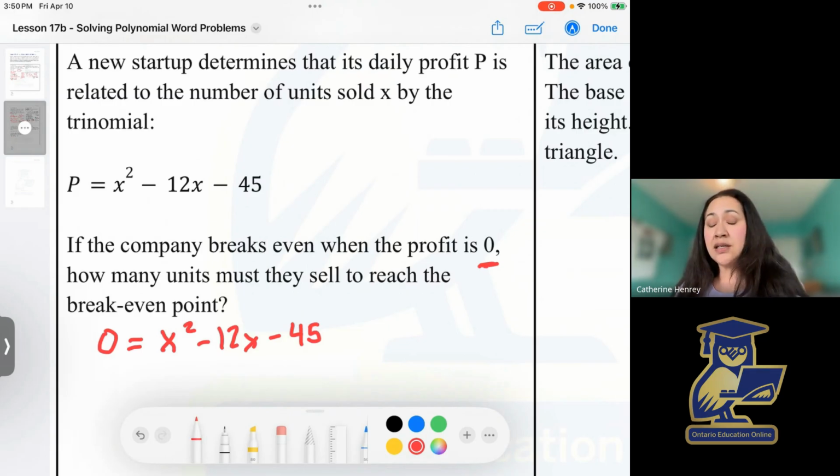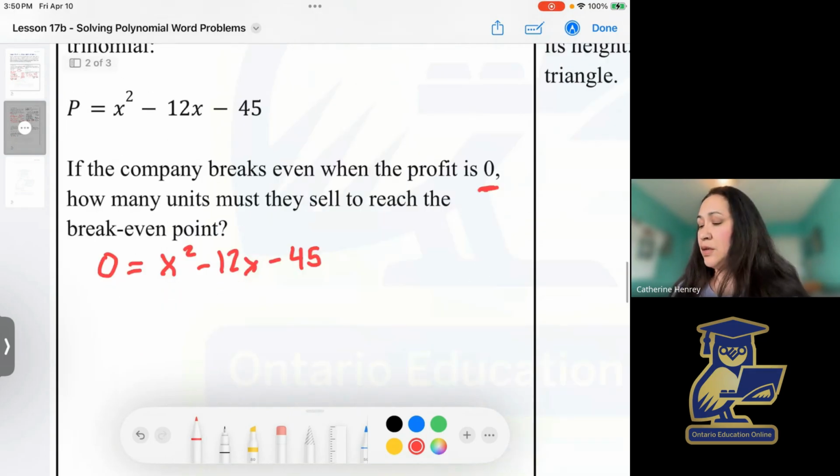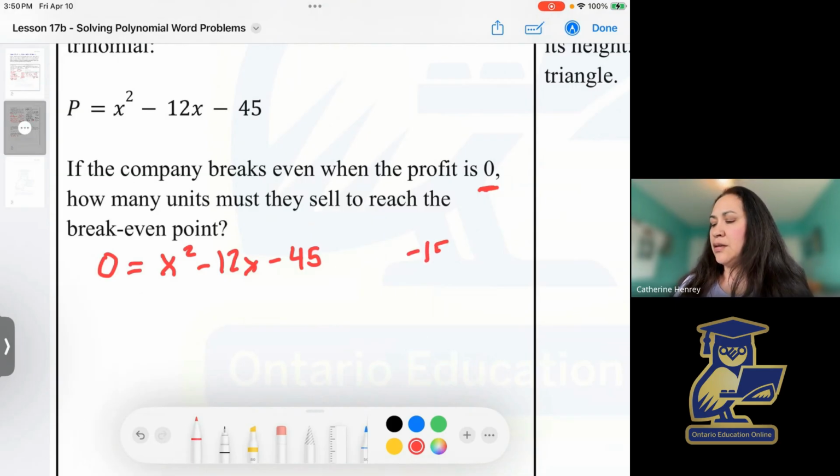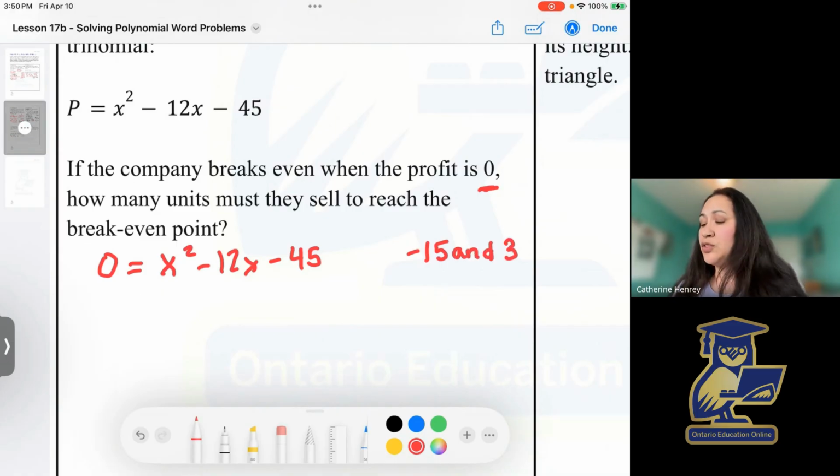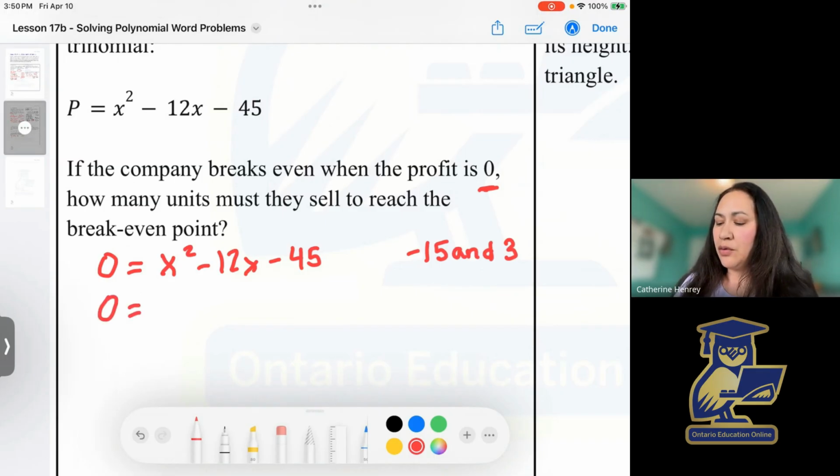Again, we're trying to list all the factors of negative 45, and we can start to go through all the factors that there are, but the ones that I came up with are negative 15 and positive 3. So negative 15 and positive 3 will multiply to give me negative 45, and they will add to give me negative 12. So I go ahead and I rewrite my quadratic in factored form, and I have x minus 15 and x plus 3.